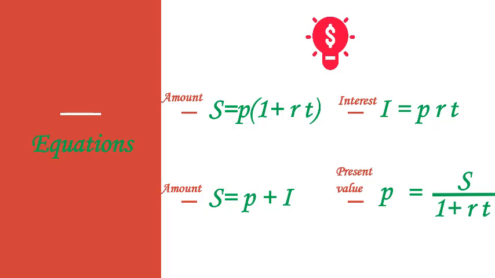Also, the difference between I ordinary and I exact, we can use it to get I ordinary or I exact. If the year is a non-leap year, then I ordinary equal to 73 times the difference between I ordinary and I exact. And if the year is a non-leap year, then I exact equal to 72 times I ordinary minus I exact.